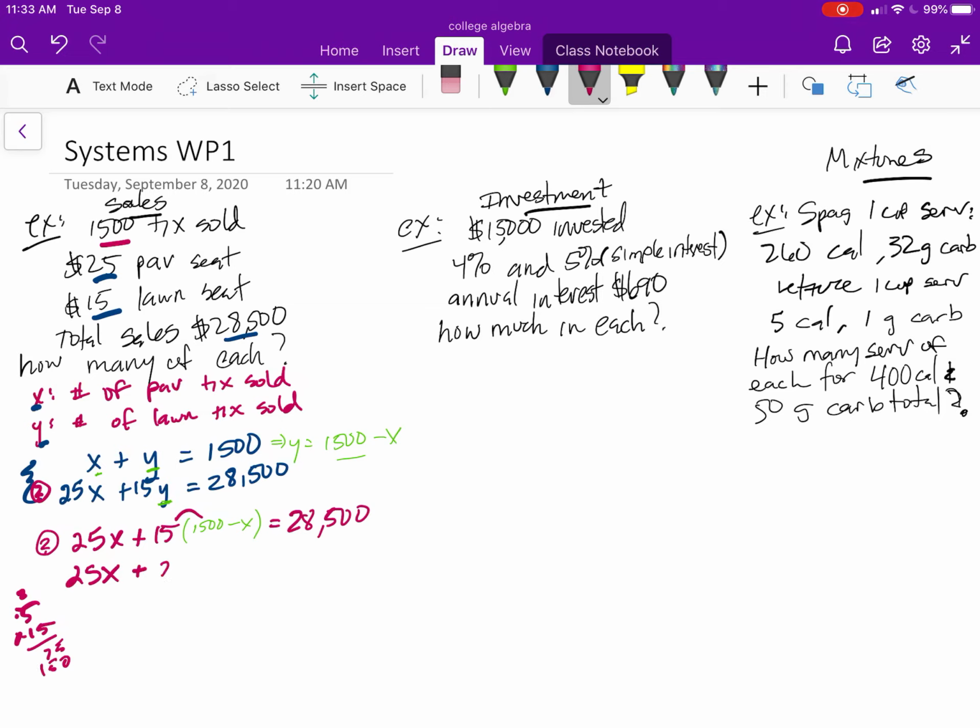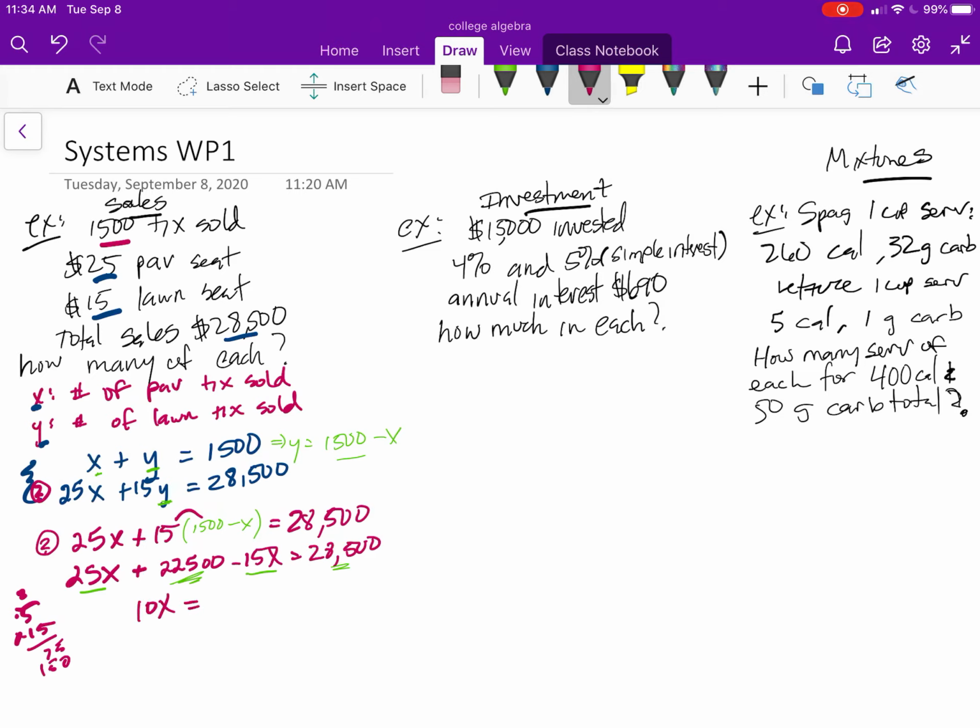225, that's what I thought. 225 with 2 zeros minus 15x equals 28,500. Okay, combine like terms right here and here. I'm going to go ahead and subtract this to the other side as well. I'm doing multiple steps. You could pause and rewind it to follow along and check it out on your own.